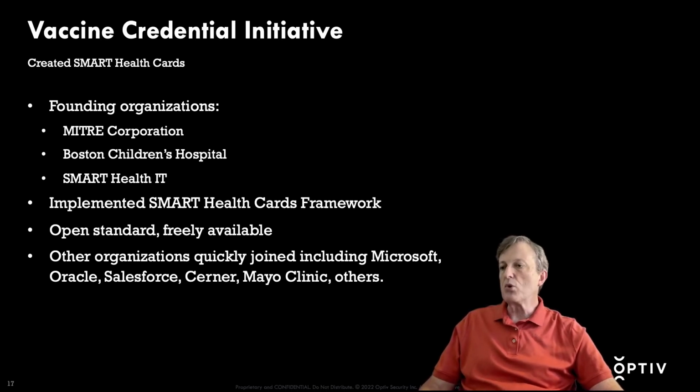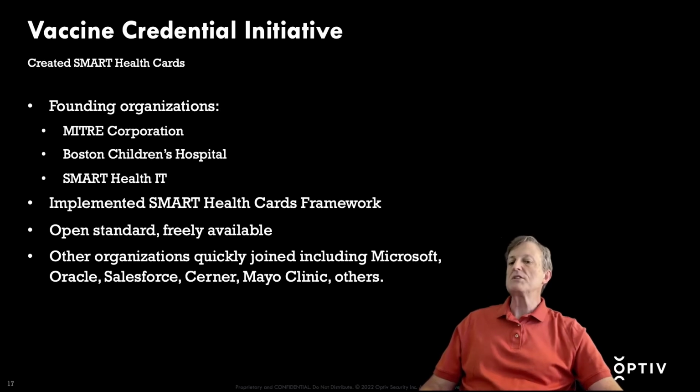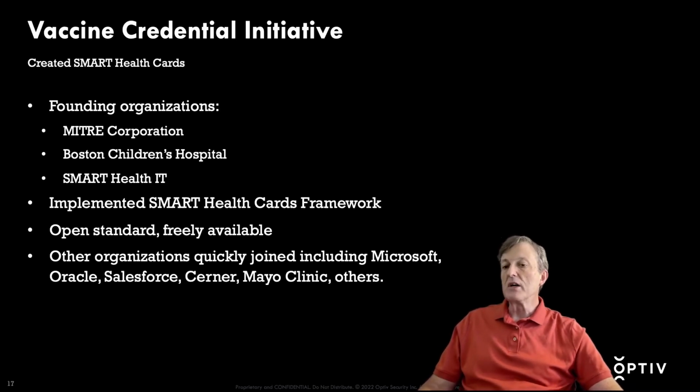We need to build it quickly. We need to use existing standards and make it freely available. And then at least if somebody wants to do vaccine credentials and vaccine verification, there'll be a standard that is adopted, right? And it saw a lot of adoption very quickly because it had organizations like MITRE and Boston Children's Hospital behind it. And everybody jumped on.